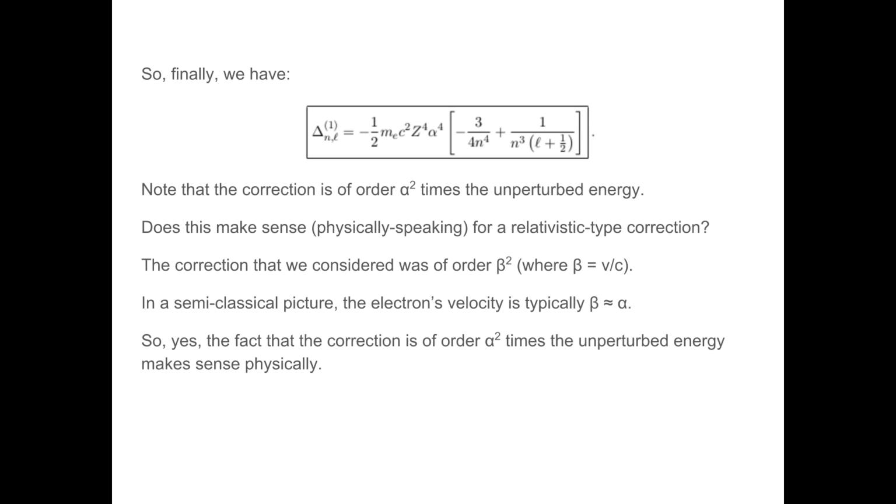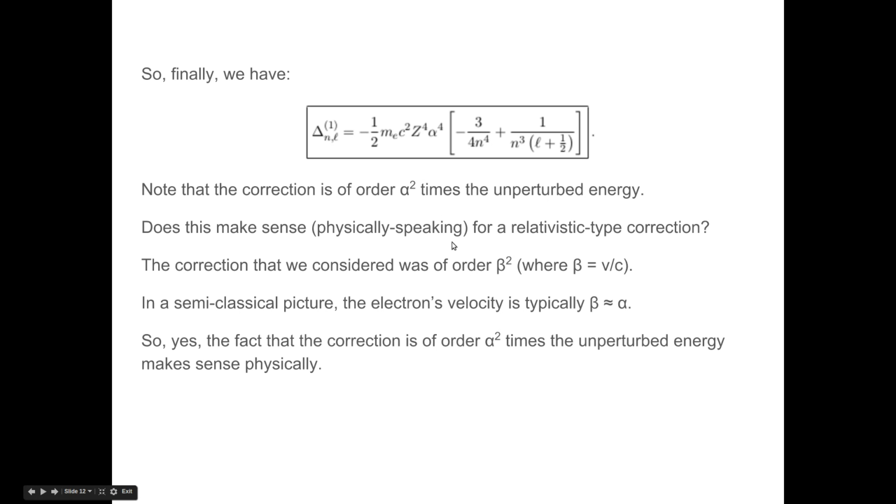The way it goes is that the correction we're considering is of order beta squared. Beta is the normal relativistic beta, so it's v over c. So this is the beta squared correction to the normal kinetic term. And in the semi-classical, or semi-quantum, picture, the electron's velocity is such that beta is on the order, give or take a few factors, of alpha.